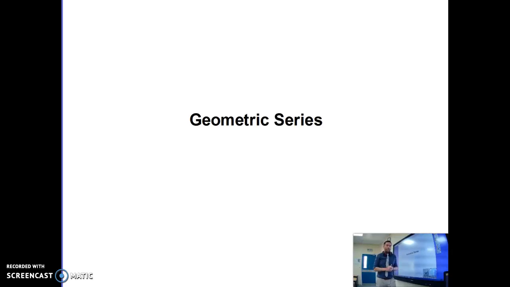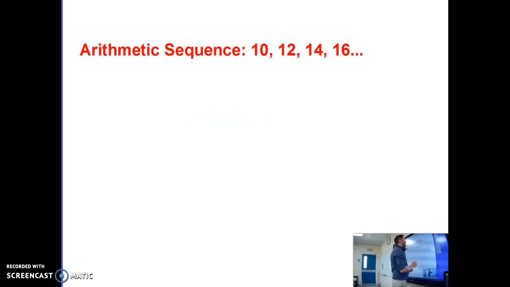Hello and welcome to this tutorial on geometric series. Now, what are we talking about with geometric series? Well, hopefully you've seen before some arithmetic sequences and series. Now, arithmetic sequences are ones that have a common difference. We add or subtract the same thing each time. Like this sequence, I'm adding 2, adding 2, adding 2.